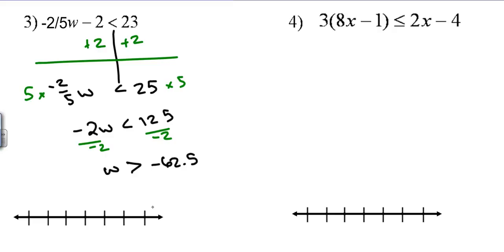Now how do I graph that? Well, you can count by 0.5s and do negative 62, negative 62.5, go that route. I'm just going to put negative 62 here, negative 61 here. I'm just going to do whole numbers, which is okay.